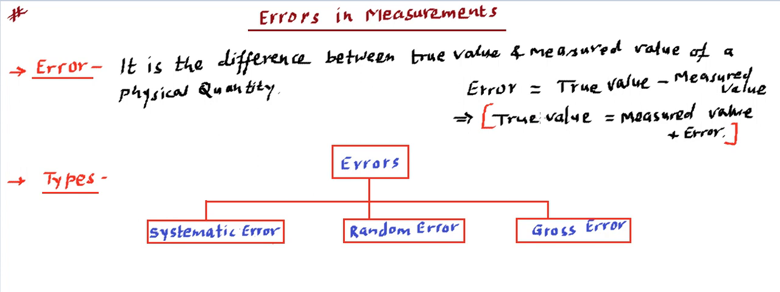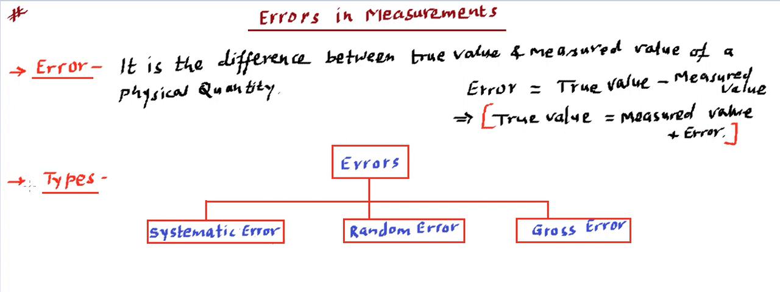Now in order to make the measured value close to the true value, we would like to have this error as minimum as possible. So the purpose is to minimize the error in the measurement. This error can be positive as well as negative. So we would like to minimize the error in the experiment so that our measured value becomes close to the true value of the physical quantity we are measuring. So we need to know what types of errors there are and how we can minimize them.